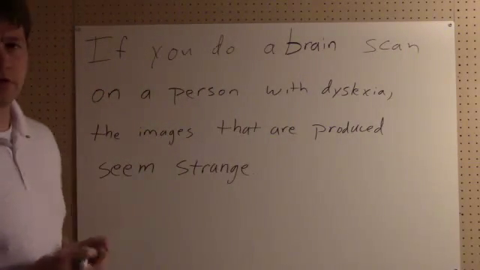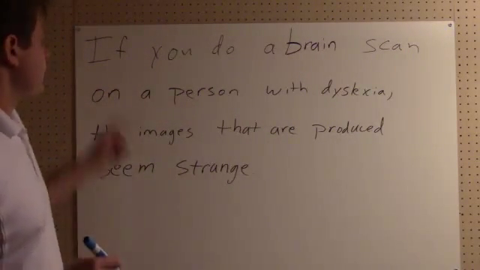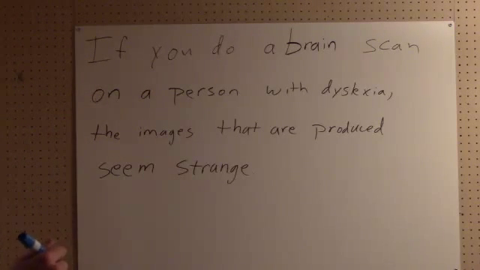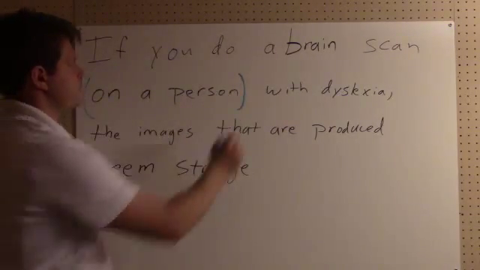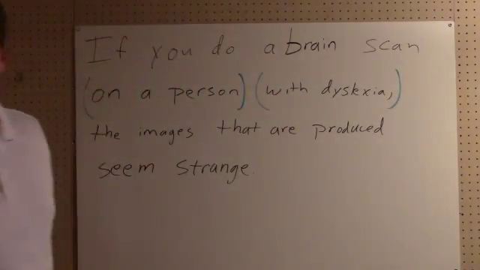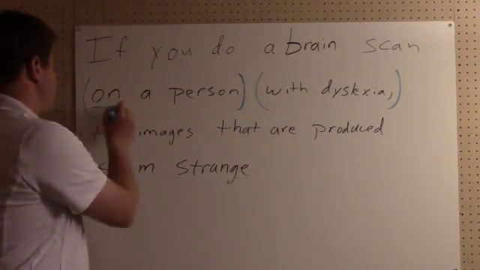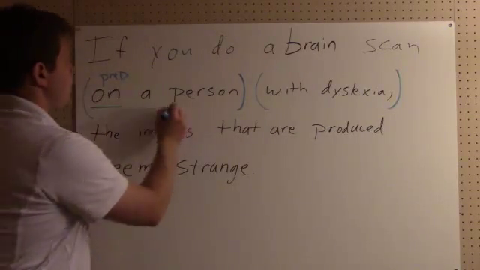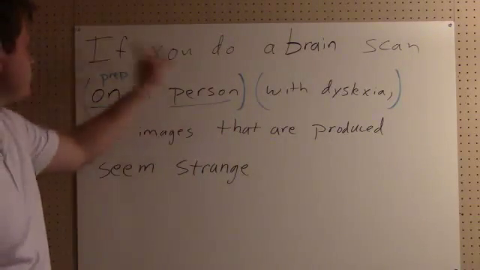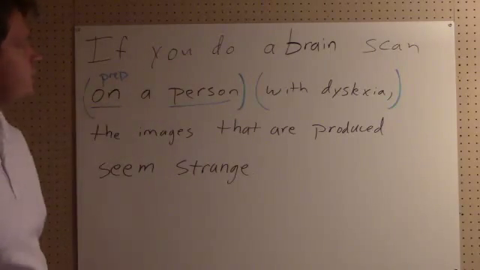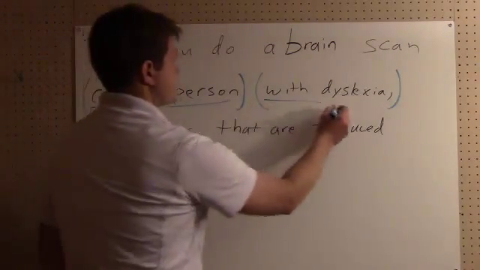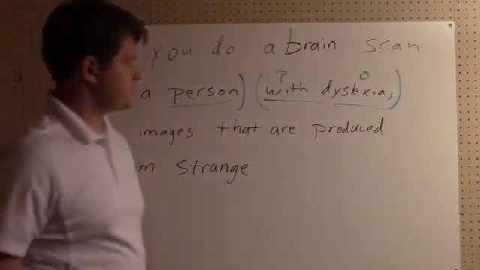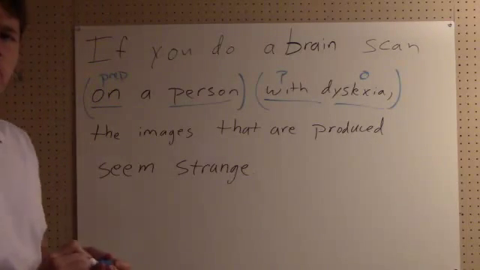And you're probably familiar with prepositional phrases, so I've got my blue marker here. If you do a brain scan on a person with dyslexia, the images that are produced seem strange. Well, we've got one here, right? On a person and with dyslexia. And these are prepositional phrases, okay? So on is our preposition. Every preposition has an object. The object here is a noun, person, on a person, and then we have one piggybacking on top of that, with dyslexia. With is our preposition, and then dyslexia is our object. Those are our phrases here.